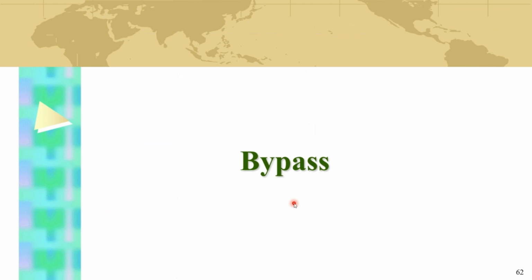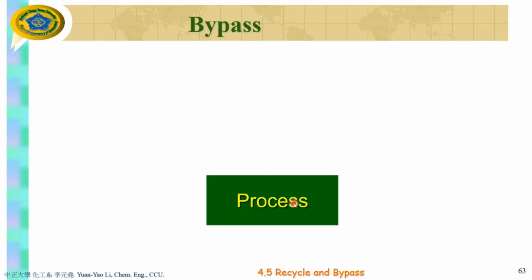All right, so final topic, we have 8 minutes to talk about bypass. Before, in the previous topic, we learned about recycle, right? So we have a process, and then we have an input stream and an output stream. If we take out some of the products from the output stream and go back to the input stream, that is what we call recycle, right? Recycle stream. And we have some reasons to use recycle streams.